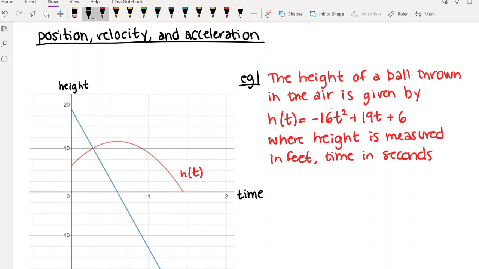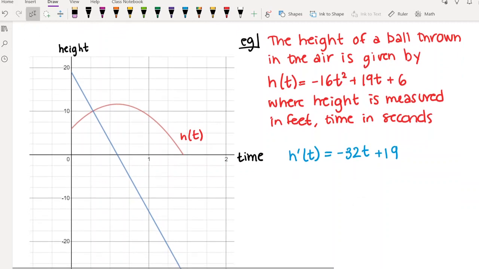So let's talk about what it would mean to take the derivative of this position function. If we were to take the derivative of this, just using the power rule, we could bring down that 2 and multiply it with negative 16, and we would get negative 32t plus 19. So that's the function that I have graphed in blue.